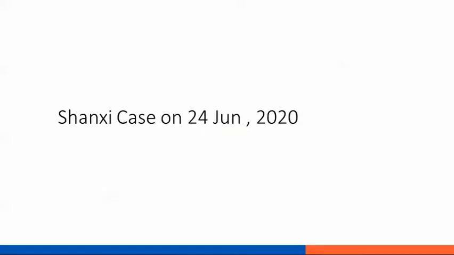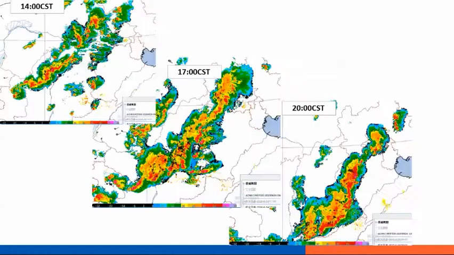Another case is in Shanxi province on June 24 this year. From the real radar image from 14 o'clock to 20 o'clock CST, we see that bow echoes embedded in the squall line caused the convective high winds in Shanxi. This is Shanxi province.